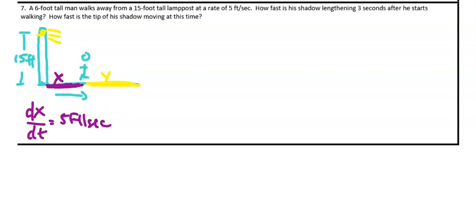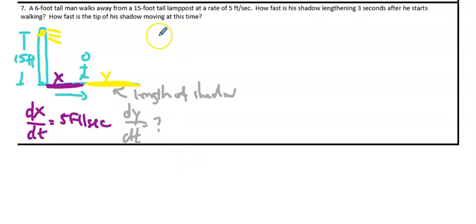I'm going to change that color because it's really hard to see that here. So the change in y over time. So this is going to be the length of his shadow. So the x is the distance between the person and the lamp post, and the y is the length of the shadow. So y is the length of the shadow. So it's asking us how fast is the shadow lengthening 3 seconds after he starts walking. Okay, so we want to know what this is.